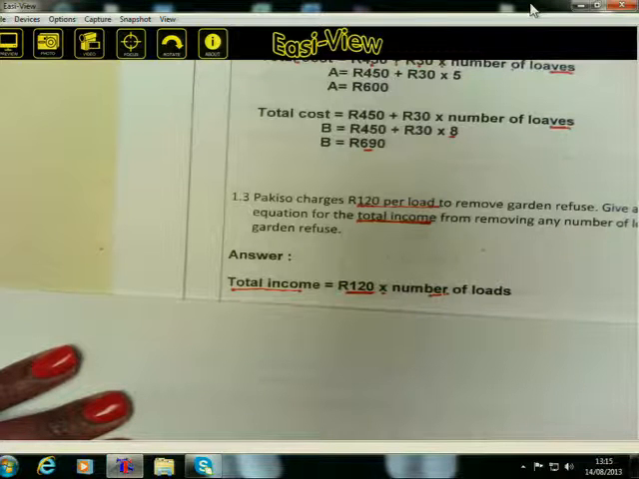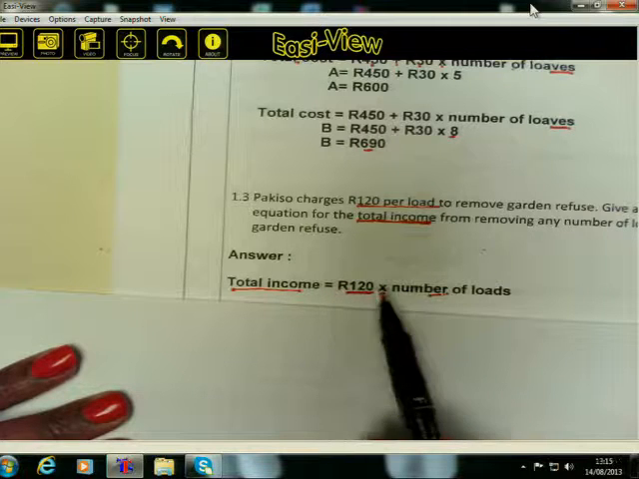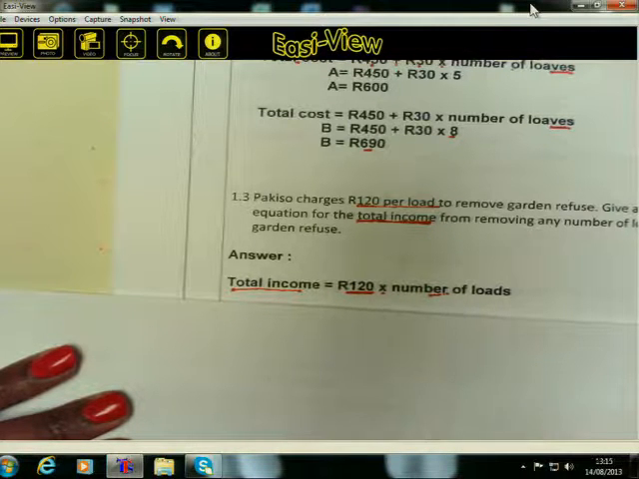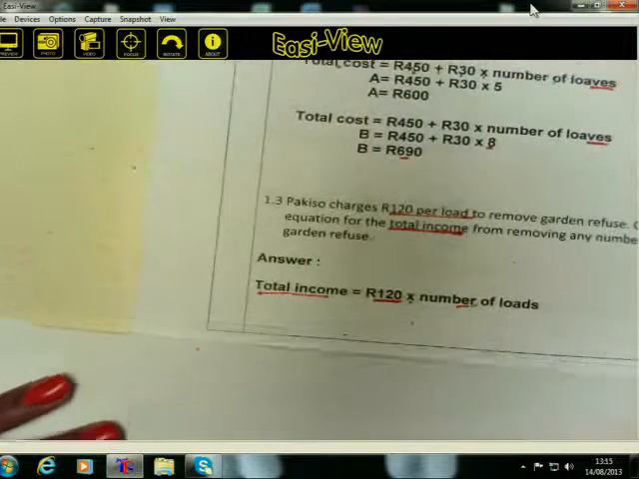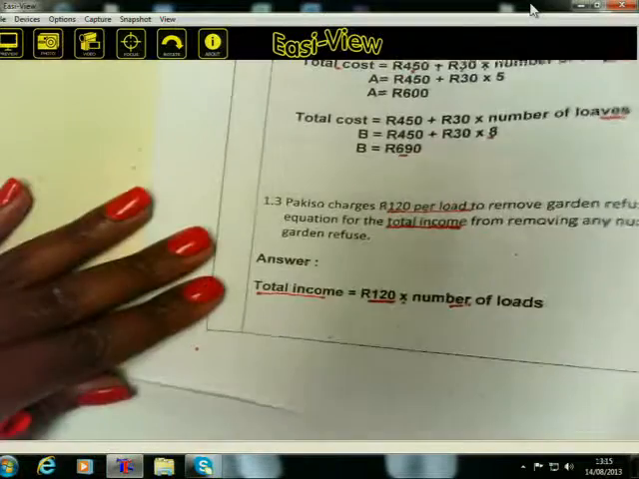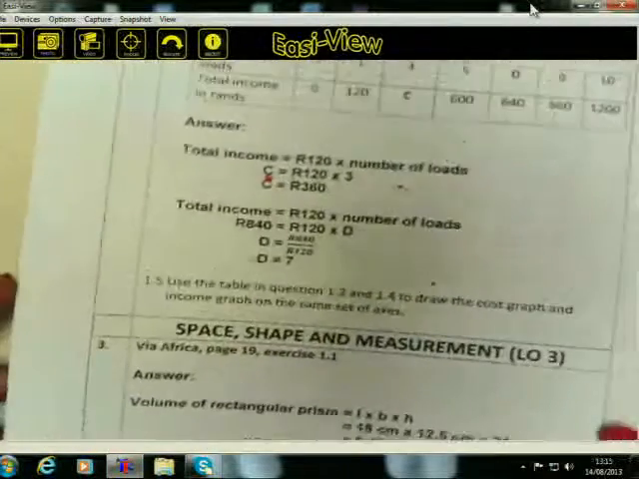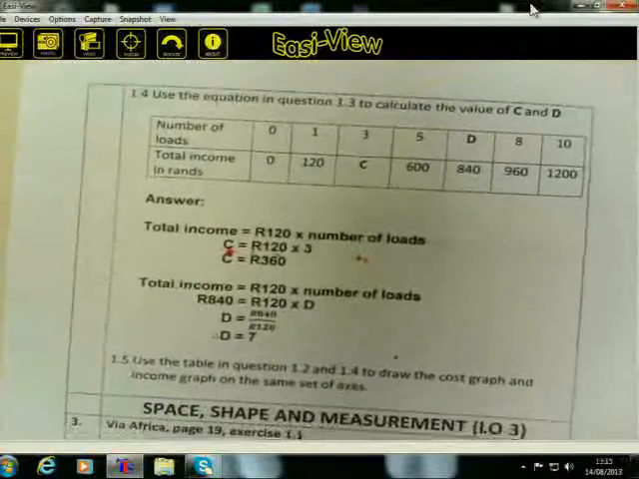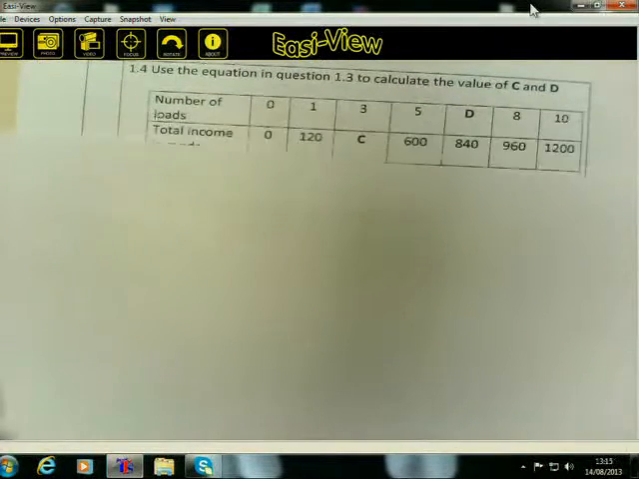Let me repeat that formula again, grade 12s. Total income is equal to 120 multiplied by number of loads. I am sure you have seen how we came up with that formula. Now moving on to the next question. I hope I am not too fast for you grade 12s before you steal my answers.